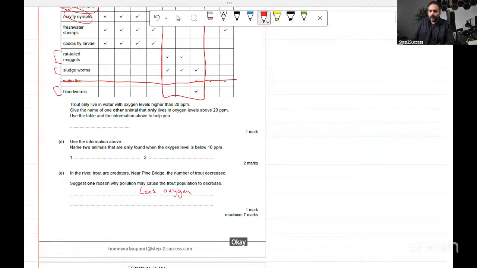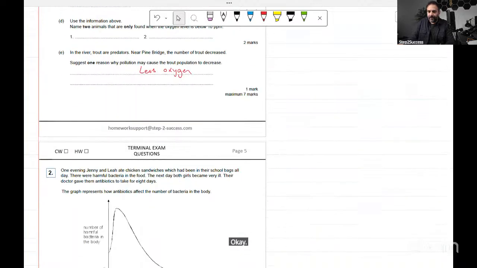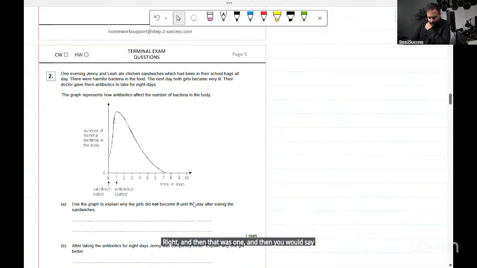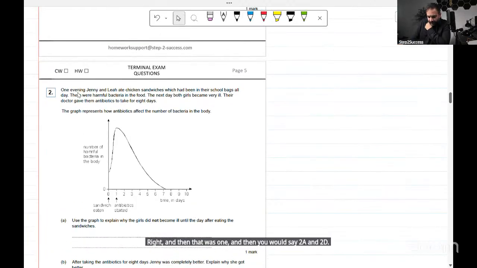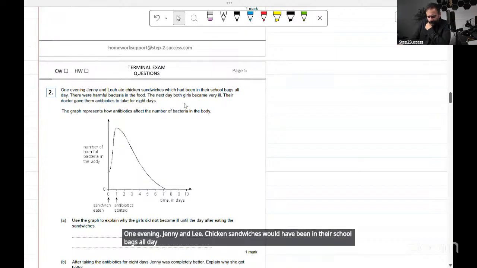Okay. Right, and then that was one, and then you had said 2A and 2D. One evening, Jenny and Lee ate chicken sandwiches which had been in their school bags all day. There were harmful bacteria in the food. The next day, both girls became very ill. They gave them antibiotics. The graph represents how antibiotics affect the number of bacteria in the body.